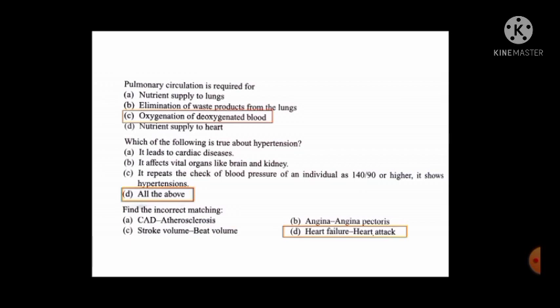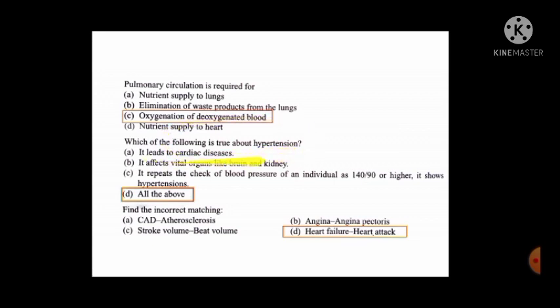Pulmonary circulation: from the right ventricle blood goes to the lungs, and from the lungs it comes to the left auricle through the pulmonary vein. This is called pulmonary circulation. Blood goes to the lungs for oxygenation. There blood is purified, and pulmonary circulation is the oxygenation of deoxygenated blood through the lungs.